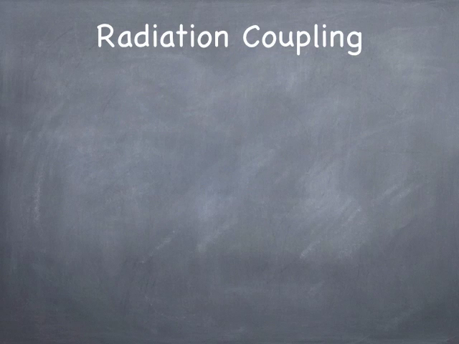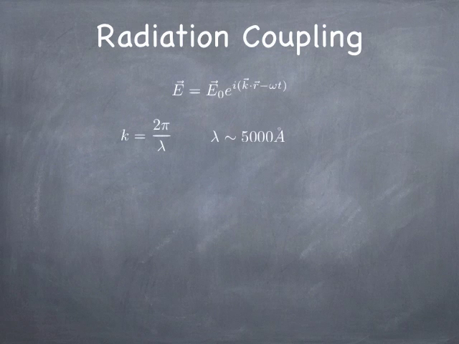Let's talk about radiation coupling. The electric field propagating through space looks like some kind of a propagating wave, but for visible wavelengths, the value of k is going to be very, very small, with a wavelength of like 5,000 angstroms, with the size of an atom of like 3 angstroms. When I calculate k dot r, it's going to be on the order of a 1/1000th. And that's very tiny compared to the effect of the electric field.